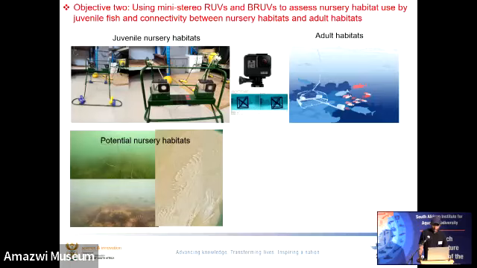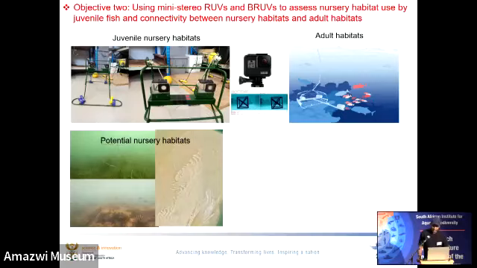And then the data that we get there, we will analyze it using EventMeasure, getting variables like MaxN, species richness, and also length. We will also do behavior for the nursery habitats using BORIS, just to see what behavioral activities the fish are doing. Is it the ones that are associated more with habitat use, or are they just swimming past?